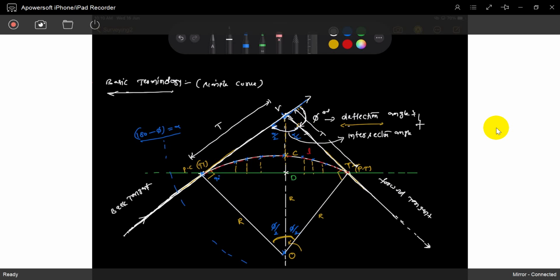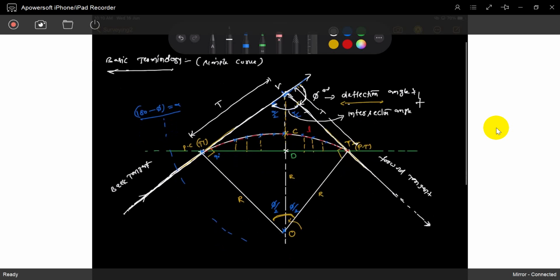Okay, this is the back tangent. This is the starting point of the curve, and this is the ending point of the curve. This is the curve. This is called the long chord. This is called the mid ordinate. CD is the mid ordinate, which we discussed last class. And this is the apex distance.